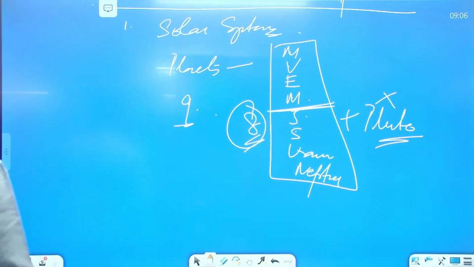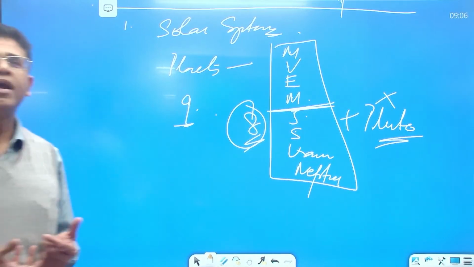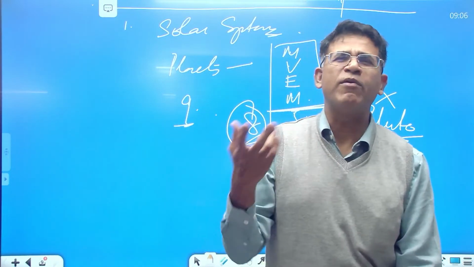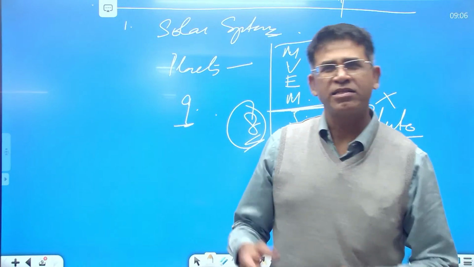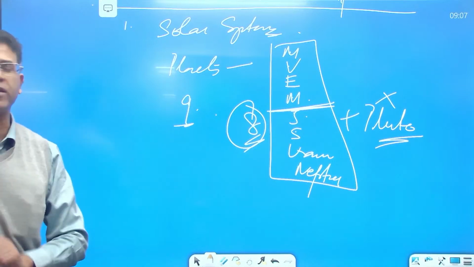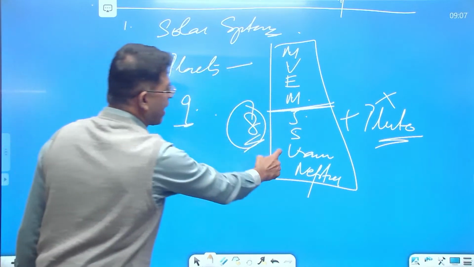You all will keep writing as I speak, okay? Some of you are not used to it, you are exposed to different types of teachers. So in my case, I will dictate some, I will write some, and you will keep writing as I speak. So there are 8 planets.